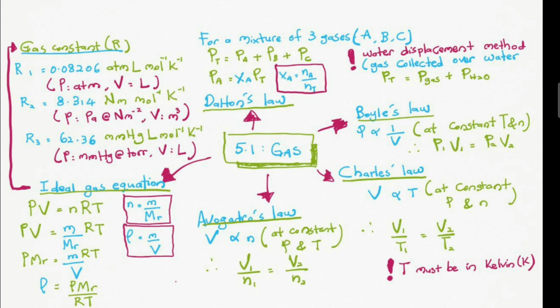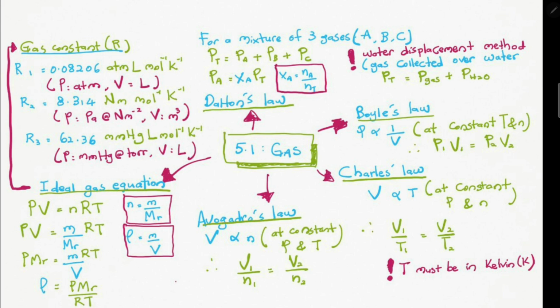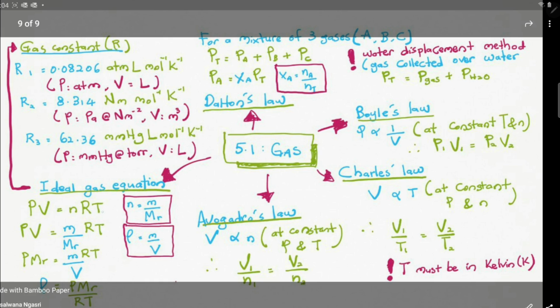From these laws we get the ideal gas equation, where PV equals nRT. P is pressure, V is volume, n is number of moles, R is the gas constant, and T is absolute temperature.